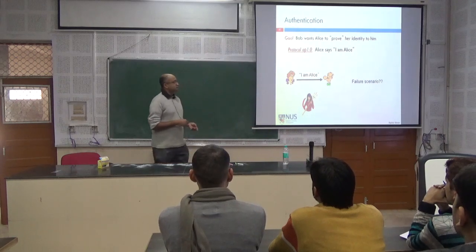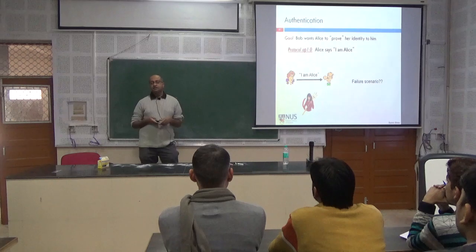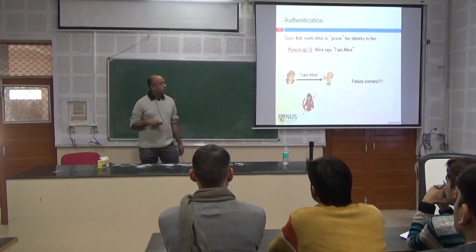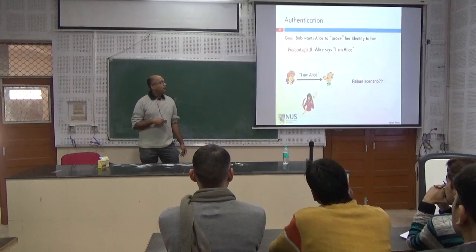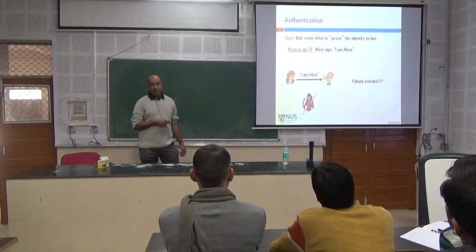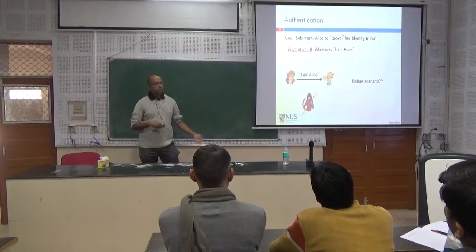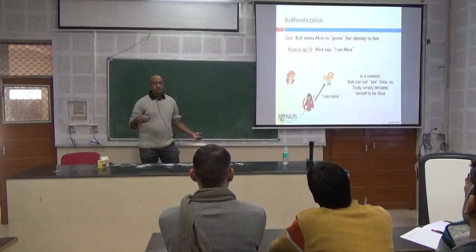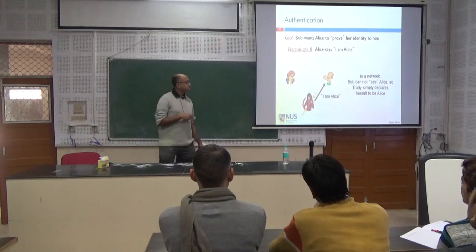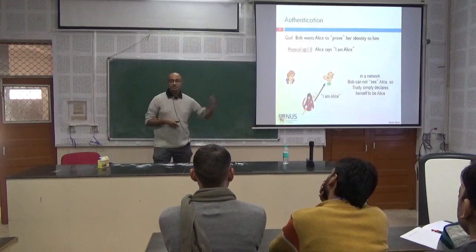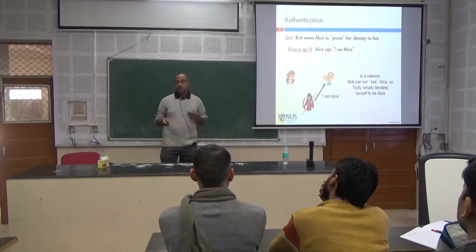So in the simplest case, Alice can just come and say, I am Alice. And what could go wrong? If somebody comes and says, I'm Alice, Bob says, okay, you're Alice, and you're not. Of course, this is not a good protocol because Trudy can simply declare the same thing. Trudy can also say, I'm Alice. It's not like Bob is sitting and looking at Alice's face, it's over the network, so you don't know who is claiming to be Alice.